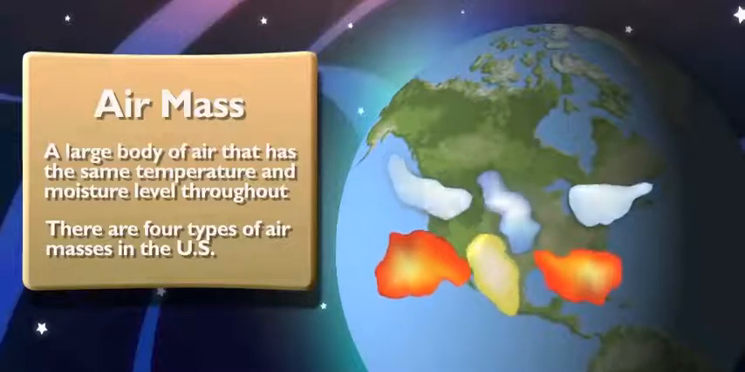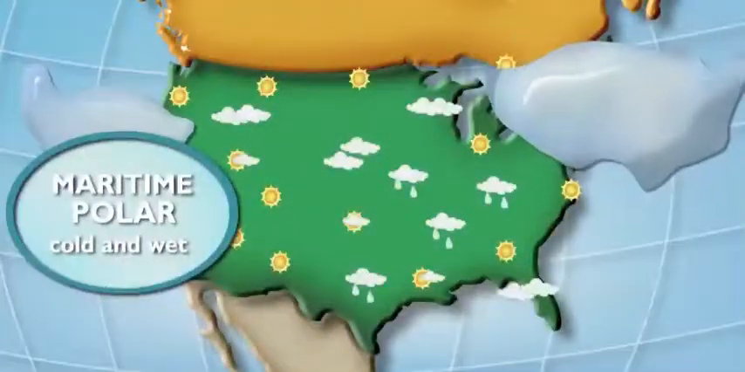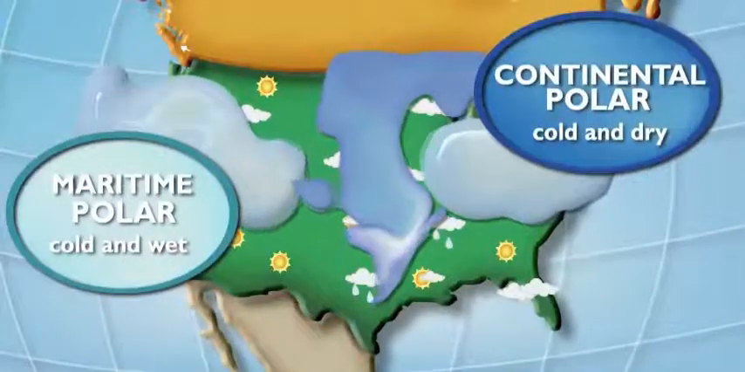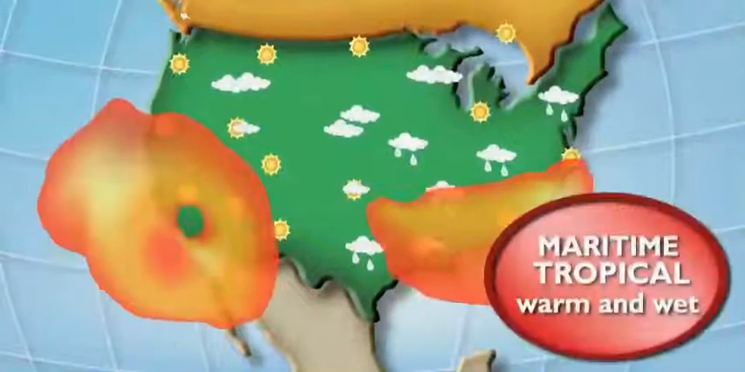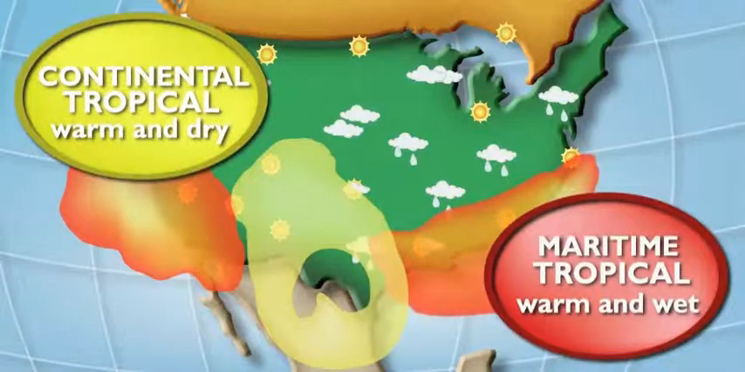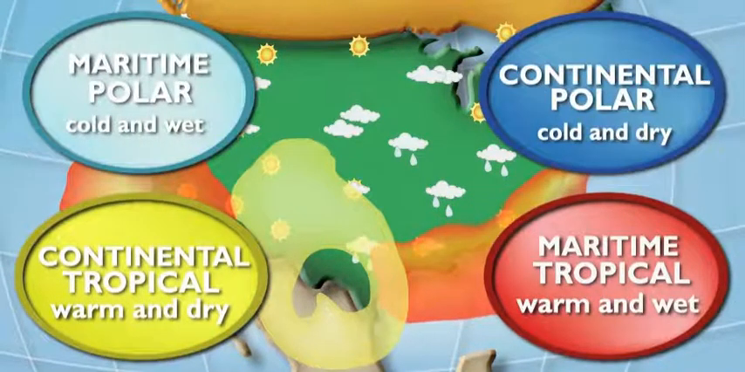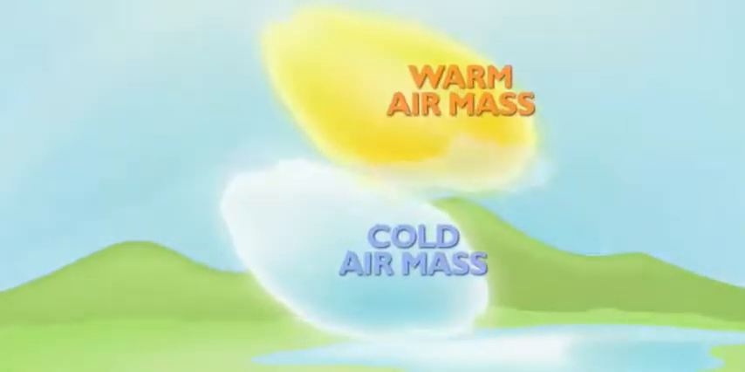Well, 2 are cold and 2 are warm. The 2 cold air masses are the maritime polar air mass and the continental polar air mass. What about the 2 warm air masses? The 2 warm air masses are called the maritime tropical air mass and the continental tropical air mass. So which ones can I thank for the snow day? It snowed because one of the cold air masses clashed with a warm one and made a cold front.